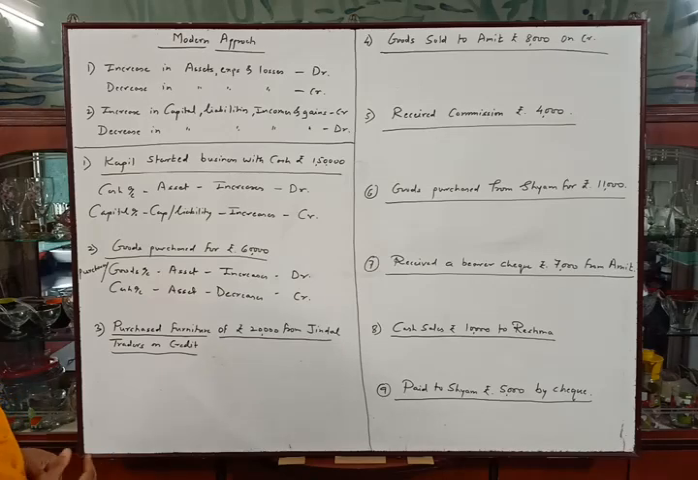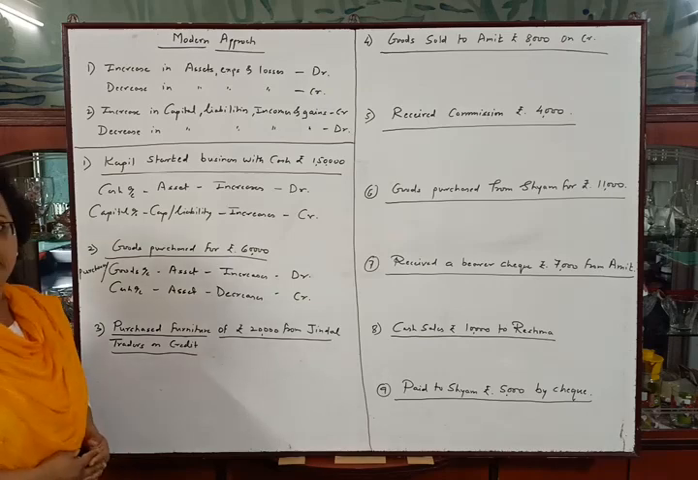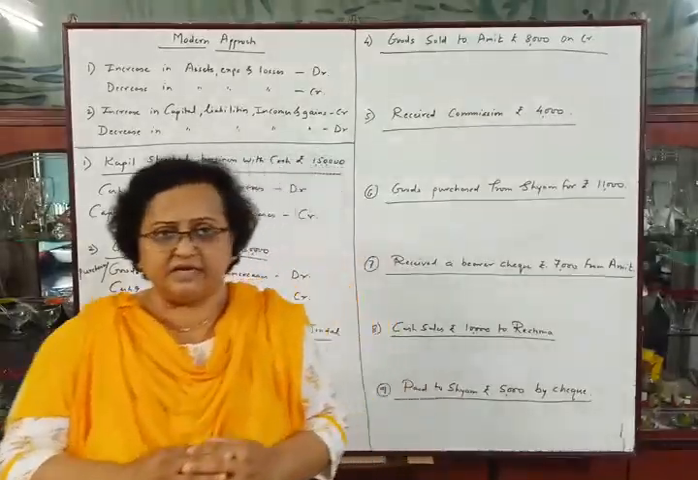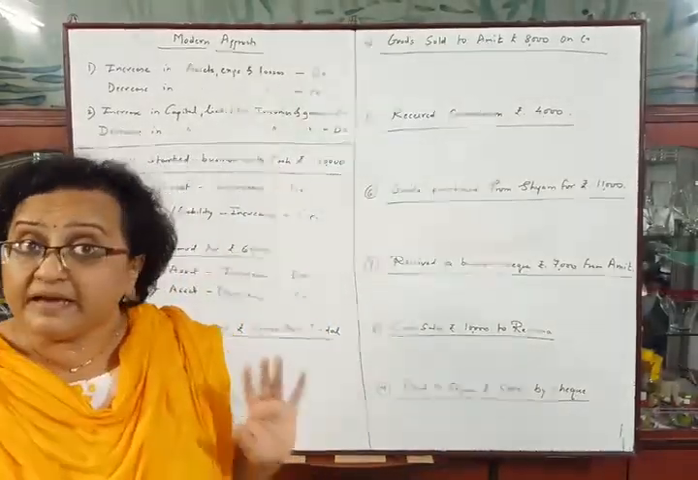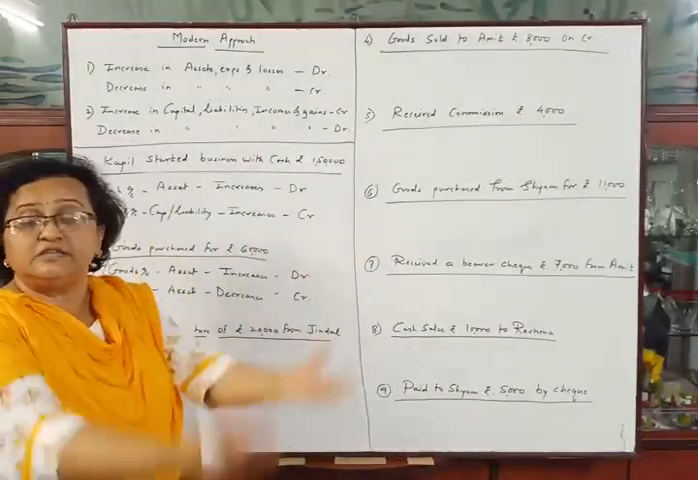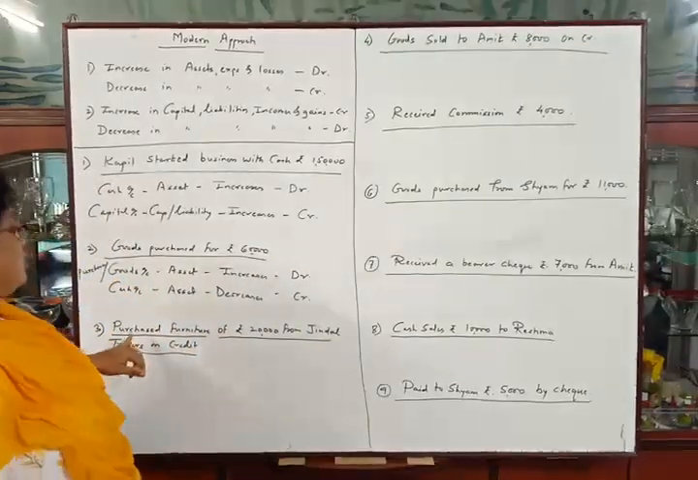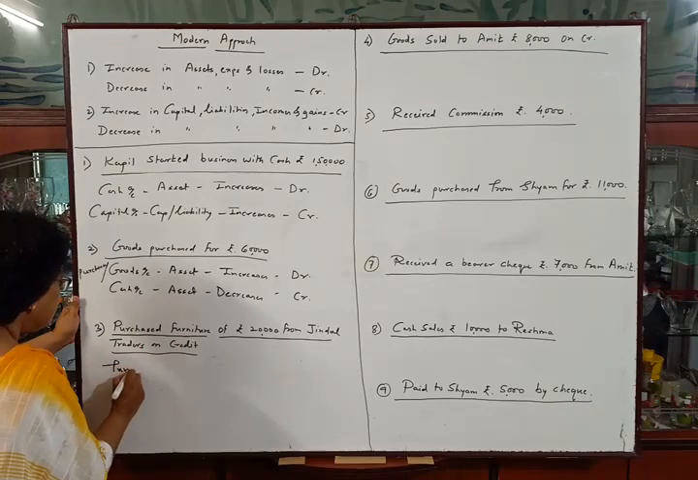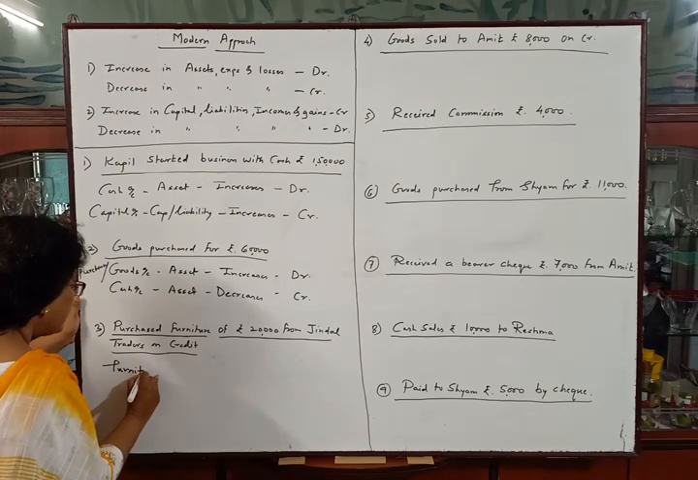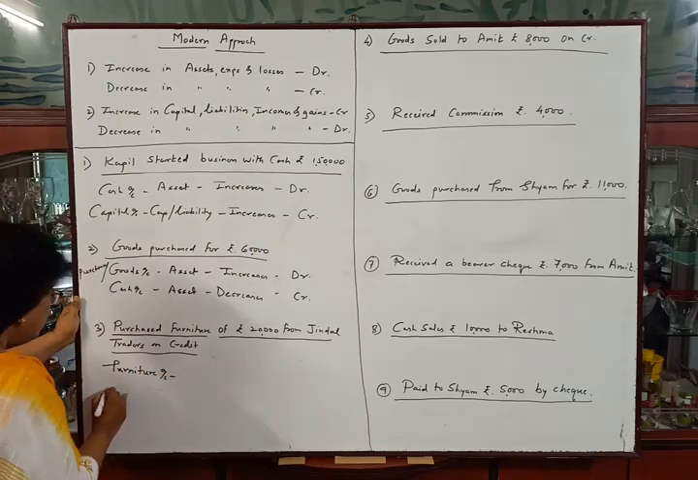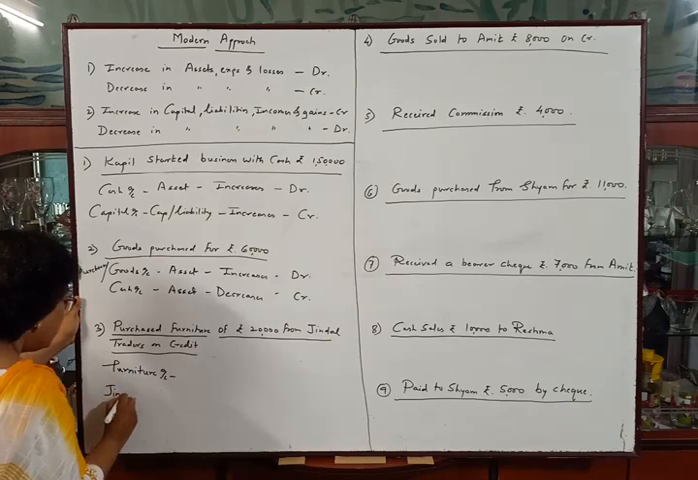Okay, now next transaction, purchase furniture of rupees 20,000 from Jindal Traders on credit. In this transaction they told us that this is a credit transaction, means we are not paying cash to Jindal Traders. Kapil is not paying cash from his business to Jindal Traders. So we have purchased furniture. First account will be furniture account, and second account will be Jindal Traders account.